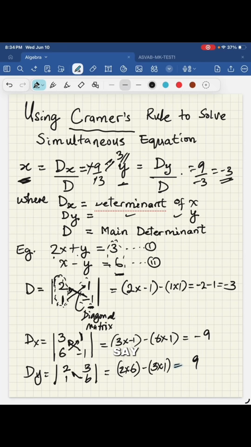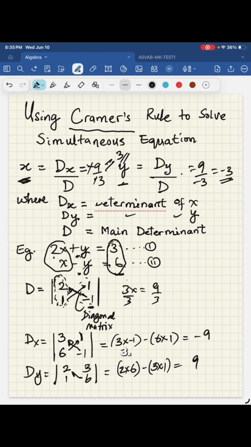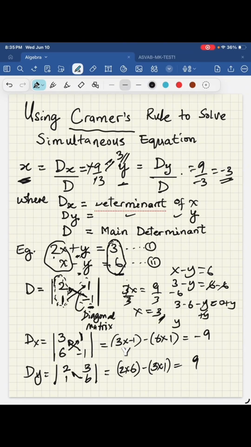Now let's say you want to just use the elimination method. Positive y and negative y cancel out. What is left is 3x if you add, and this gives you 9. So you divide by 3, and your x is still positive 3. Once you get that, you take one of the equations to find y. You say x minus y is 6, but x is 3 already, so 3 minus y equals 6. Subtracting 6, you have 3 minus 6 minus y equals 0. If you add y, your y is 3 minus 6, which gives you minus 3, the same answer as here.